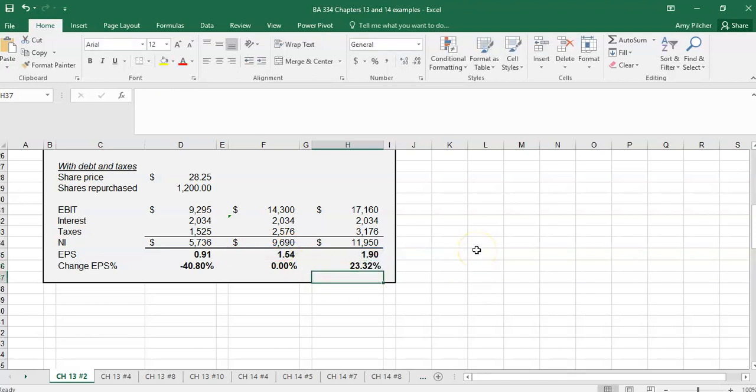So we get different results now because we have interest impacting the amount of taxes that we pay. We see that our EPS, or earnings per share, changes more than just the change in our earnings from situation to situation.